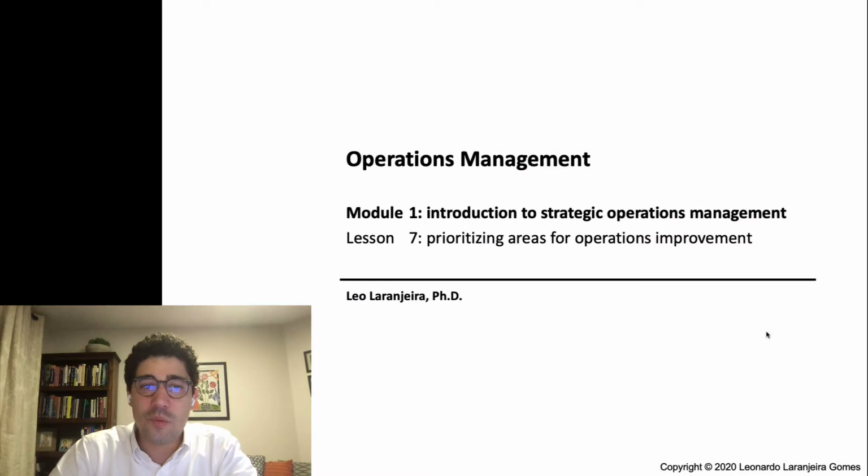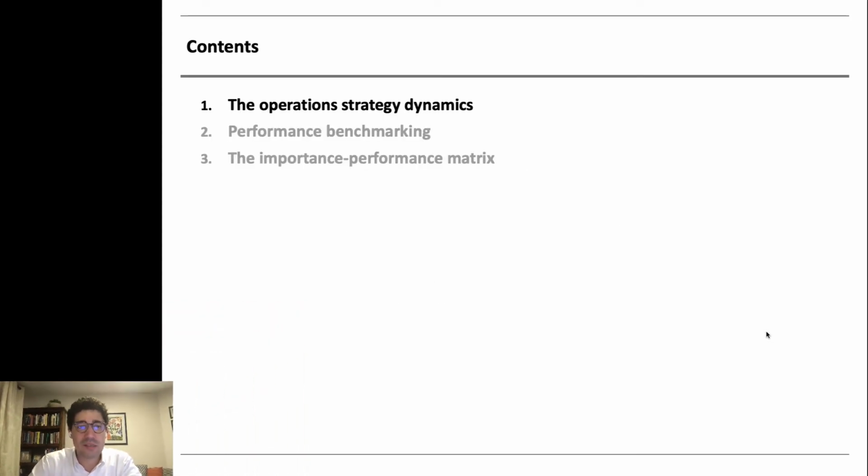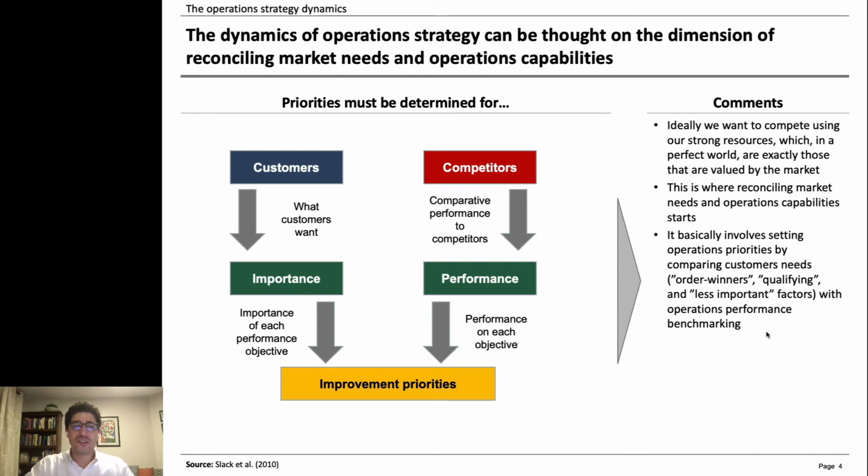In this lesson, we're going to see how to prioritize the areas for operations improvement. And we start with the operation strategy dynamics, which involves determining what the customers want and how we compare to our competitors. When we see what the customers want, we can determine the importance of each performance objective. And by comparing ourselves to our competitors, we can see our performance on each objective. And by analyzing these two components together, we can determine our improvement priorities.